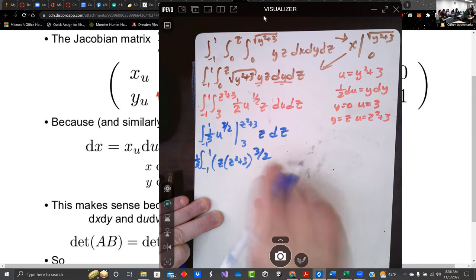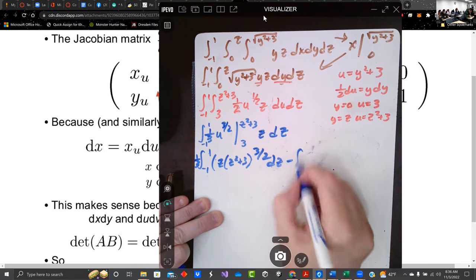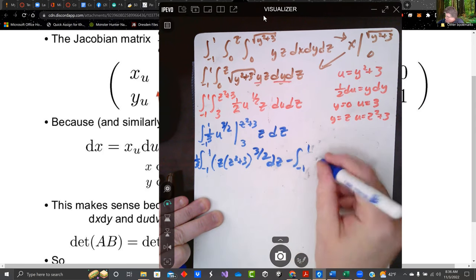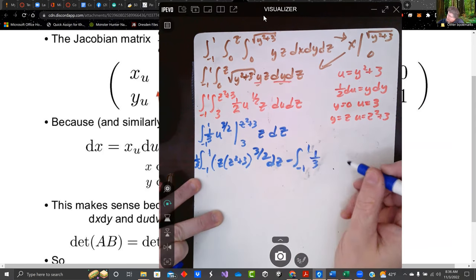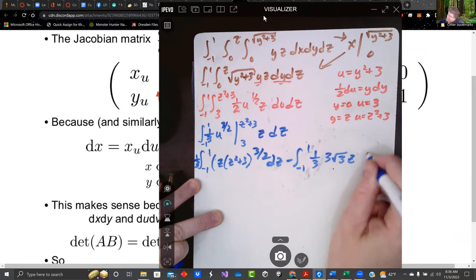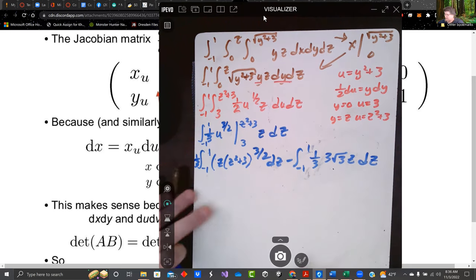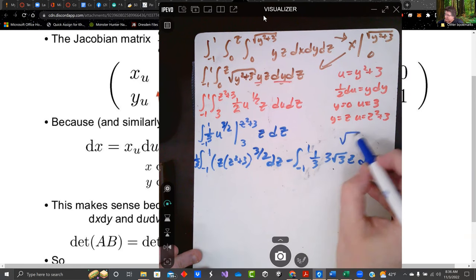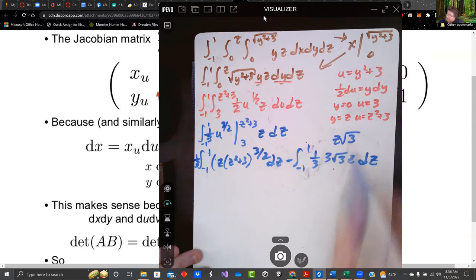I'm going to make this two integrals, with a fractional exponent instead. And there's a 1/3 in here times 3√3z dz. Okay, so the 1/3 and the 3 are going to go away. So it'll just be √3z, or z√3.